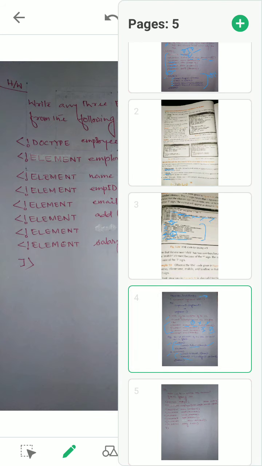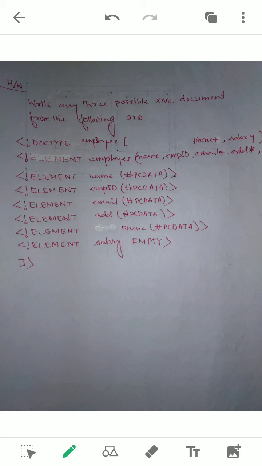Okay, next I have given one homework to you, this one: write any 3 possible XML documents from this. Doctype employee is your root. Under employee: name, employee ID, email plus, address star, phone plus, and salary. There was no space on this side, that's why I have written it on top, so don't be confused. Here it starts and it finishes there. And one thing you must see: here one EMPTY is there.